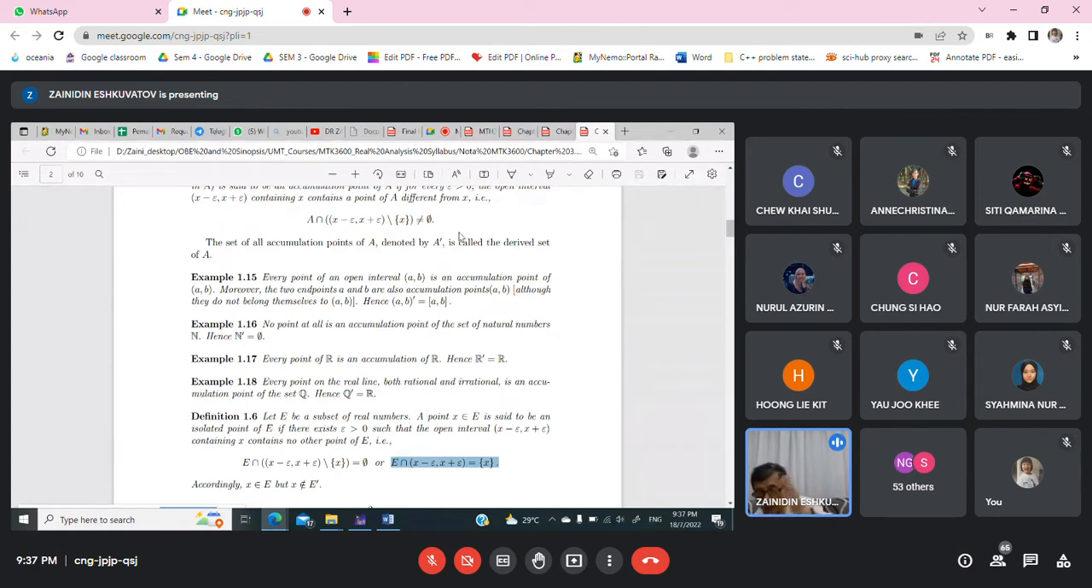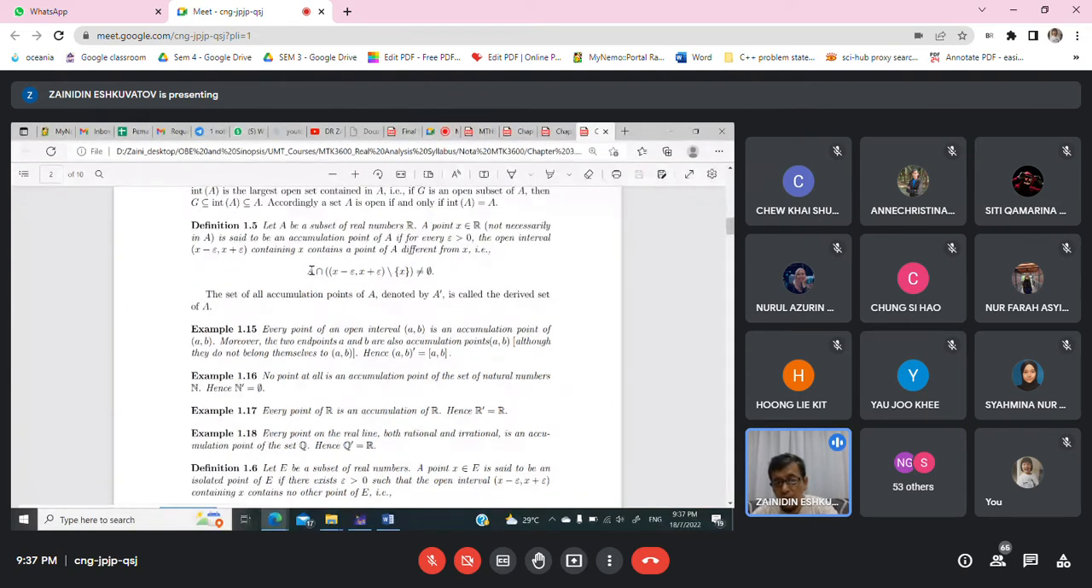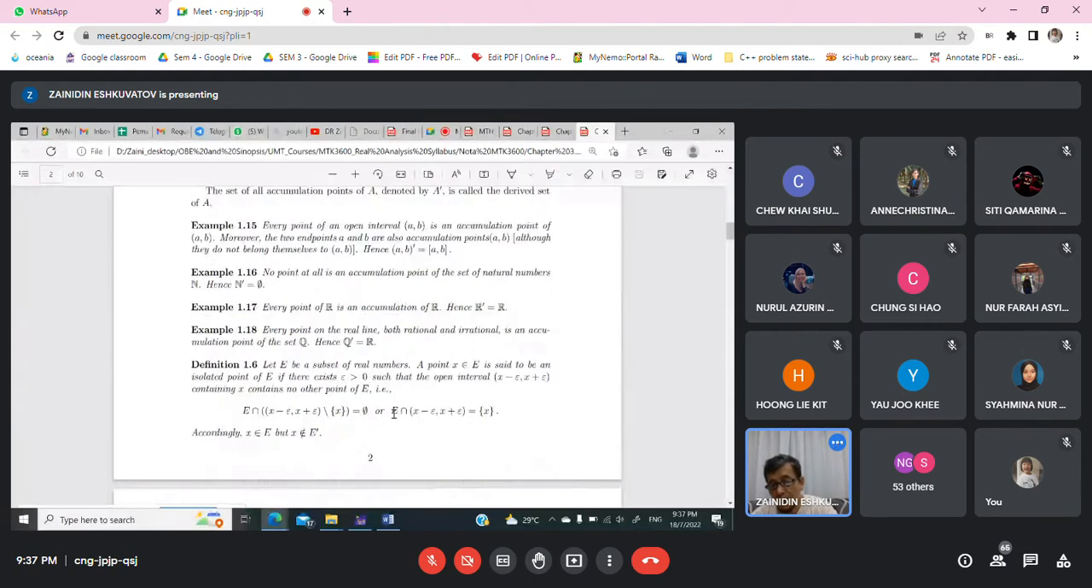It can be X, but except X, we have many other points. So that's why for the accumulation point, we should use just this form. For the isolated points, usually we use this definition. You see, E intersected with the open interval gives 1 point only. So that is a good definition.